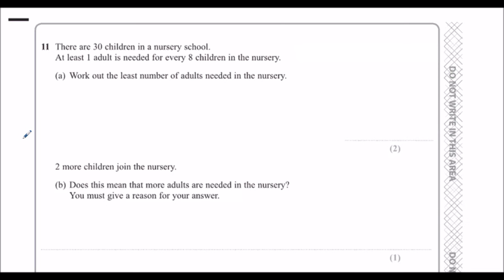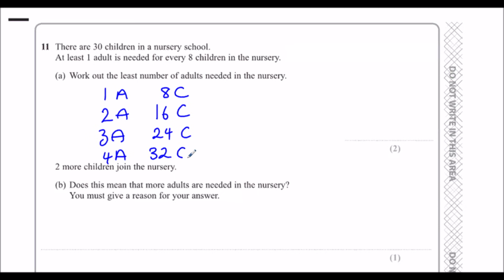Question 11. There are 30 children in a nursery school. At least 1 adult is needed for every 8 children. Work out the least number of adults needed. So for 1 adult, you can have 8 children. So for 2 adults, you can go up to 16 children. For 3 adults, that's 3 8s now, so another 8, 24 children. That's still not enough, so we're going to need 4 adults, and then we can go up to 32 children. So work out the least number of adults needed. For 30 children, we're going to need 4 adults.